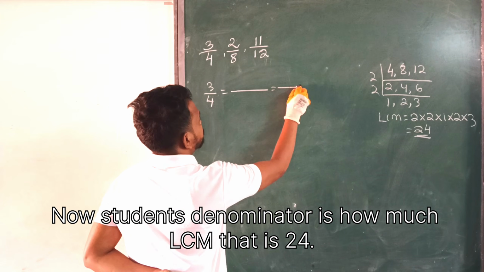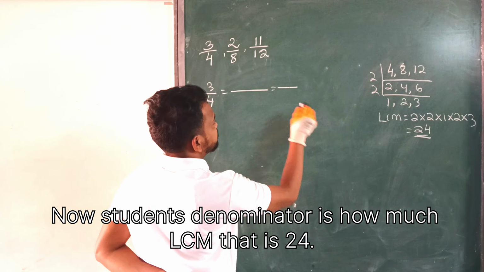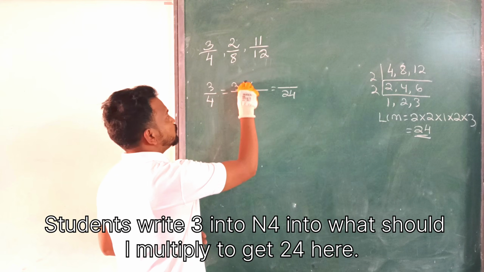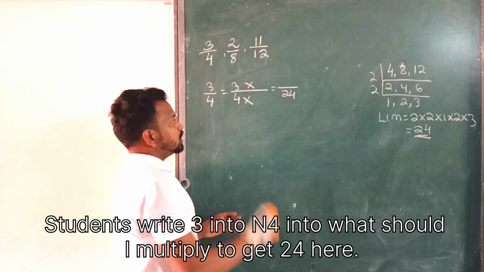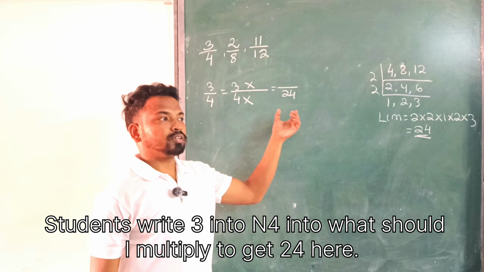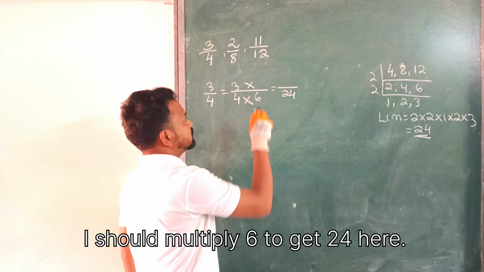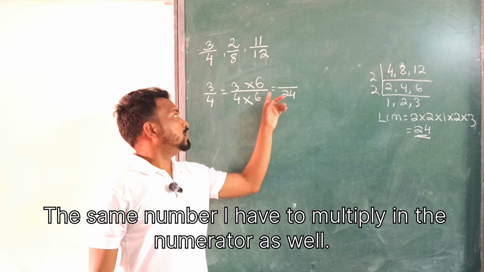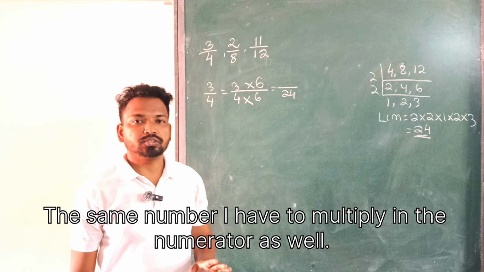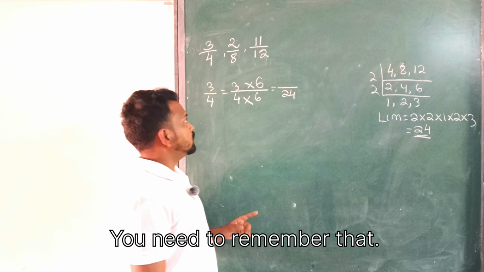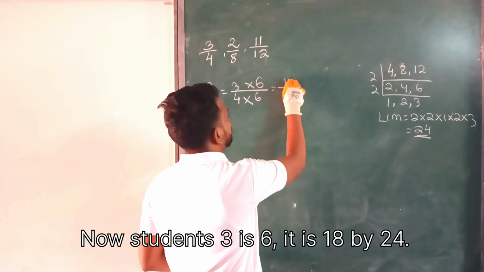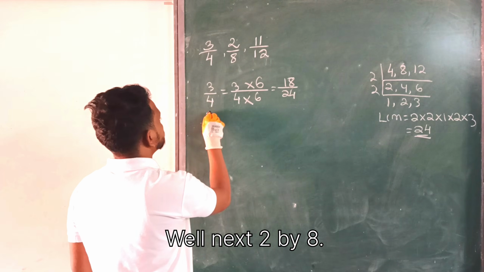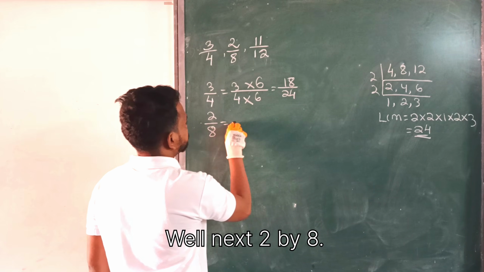Now students, the denominator is how much? LCM, that is 24. Students, write 3 by 4. What should I multiply to get 24 here? I should multiply 6 to get 24 here. The same number I have to multiply in the numerator as well. You need to remember that. Now students, 3 sixes are 18. 18 by 24. Well, next 2 by 8.